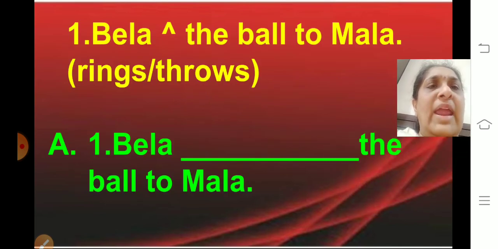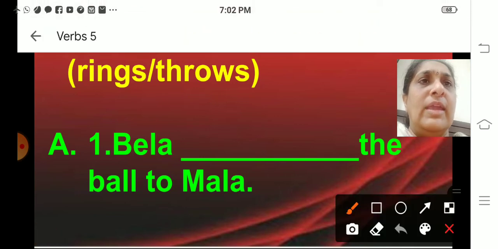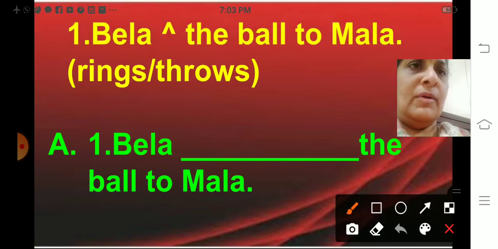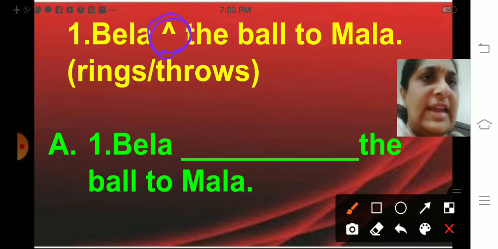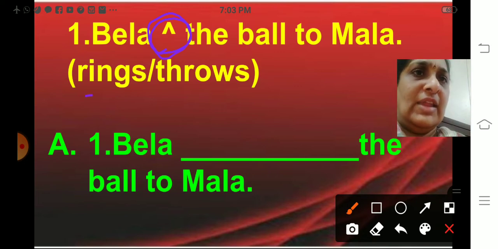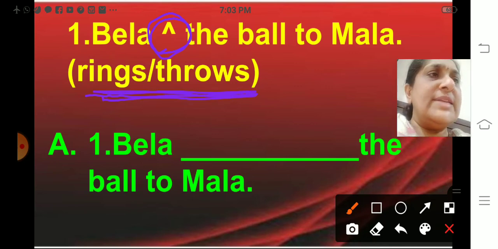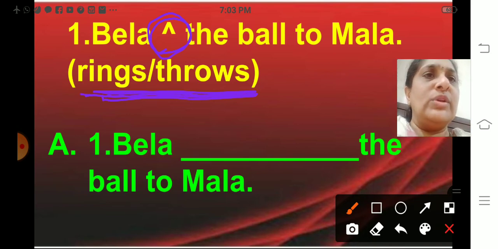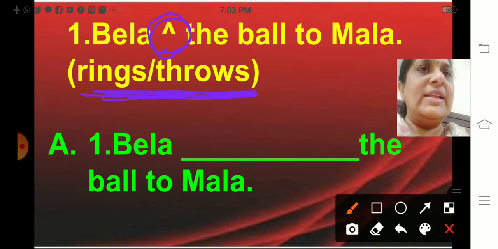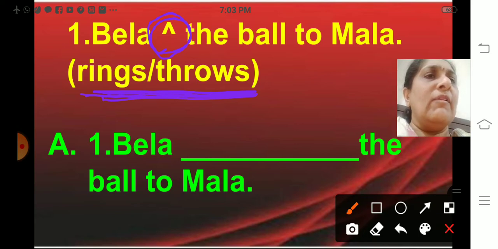Now, Bela, can you see this mark? So every sentence will have this mark. Instead of this mark, you have to think which word will suit the sentence. Which is a suitable verb which we have to write instead of this mark for the sentence?